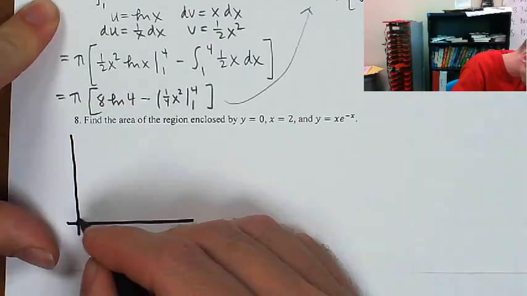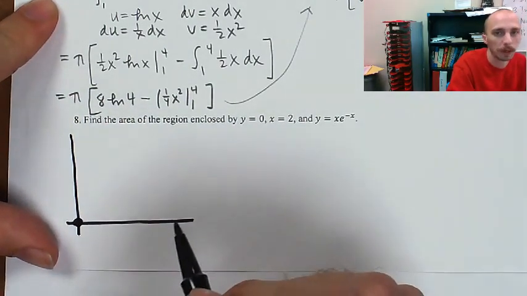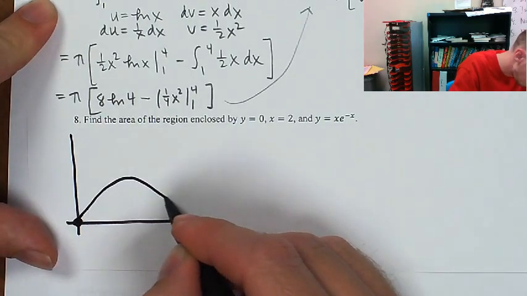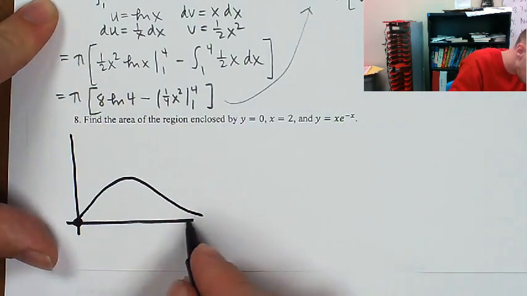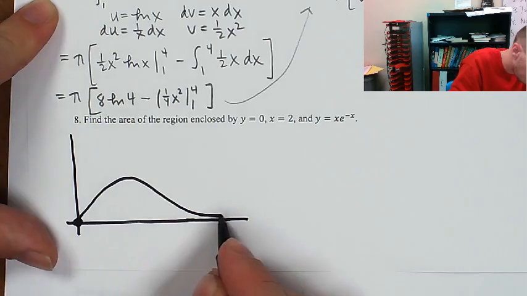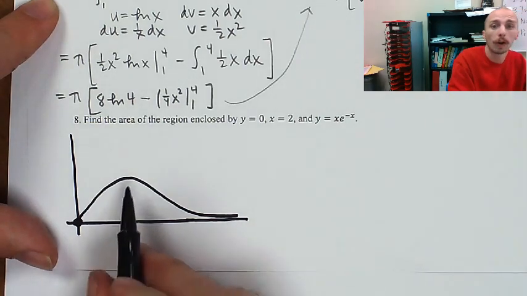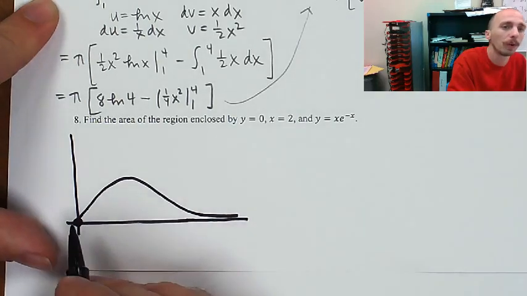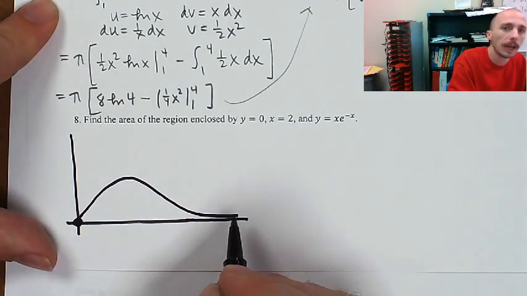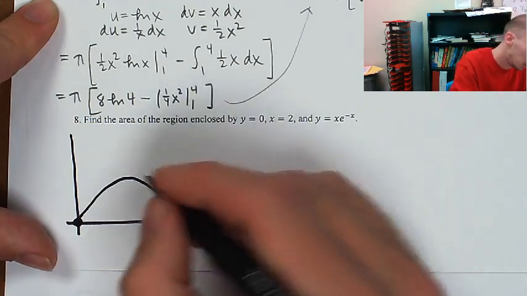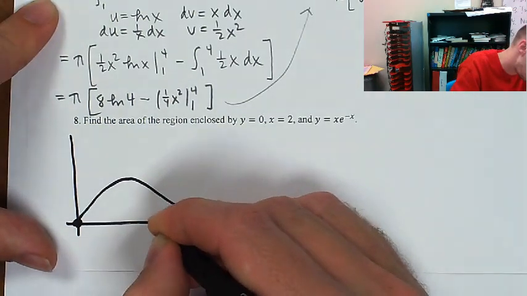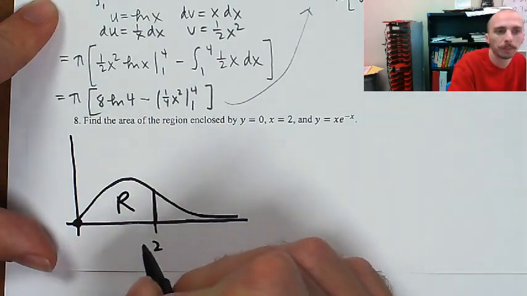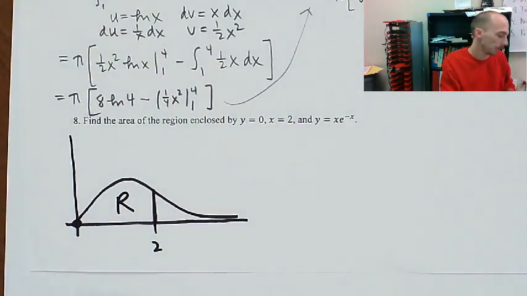All right, so what I think is going to happen, not pulling out the calculator or anything, it's going to go like that somehow, and then it's going to approach this horizontal asymptote. Now, where along here x equals 2 is, I have no idea, but this is y equals 0, y equals x e to the negative x, and also, maybe I'll just say 2 is right there. Okay, so I'm looking for the area of this region, the area of R.